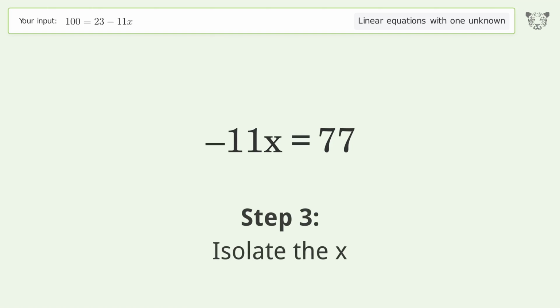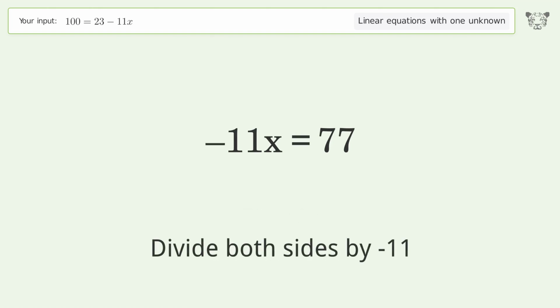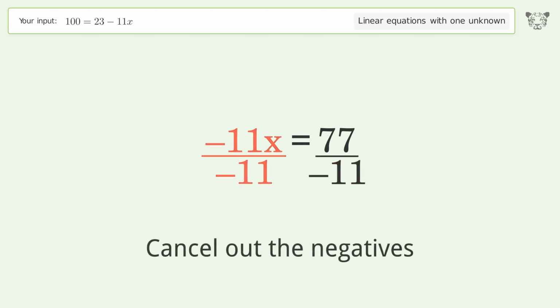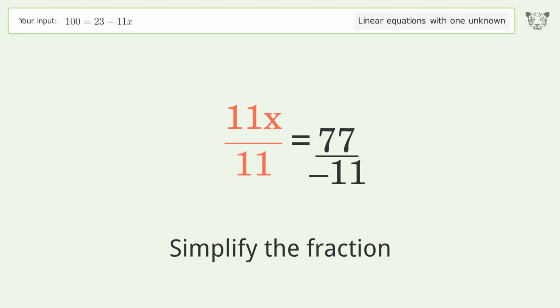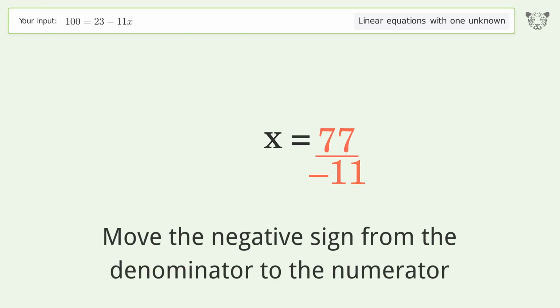Isolate the x. Divide both sides by -11. Cancel out the negatives. Simplify the fraction. Move the negative sign from the denominator to the numerator.